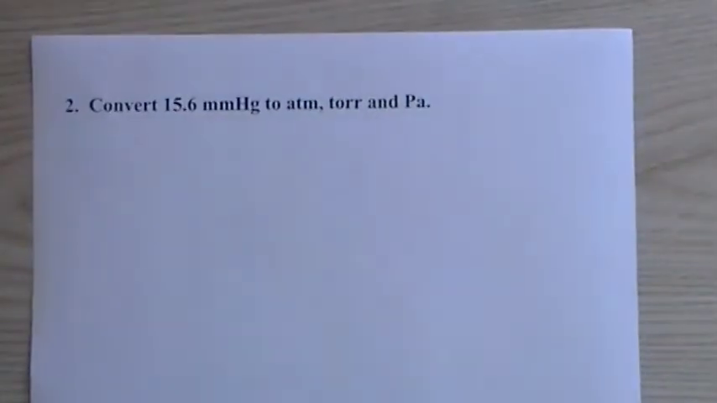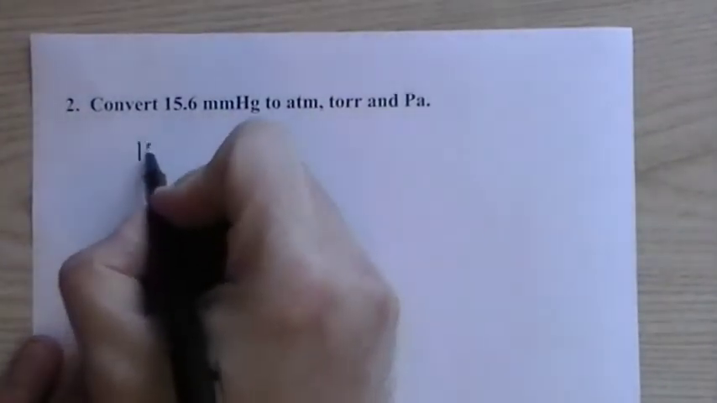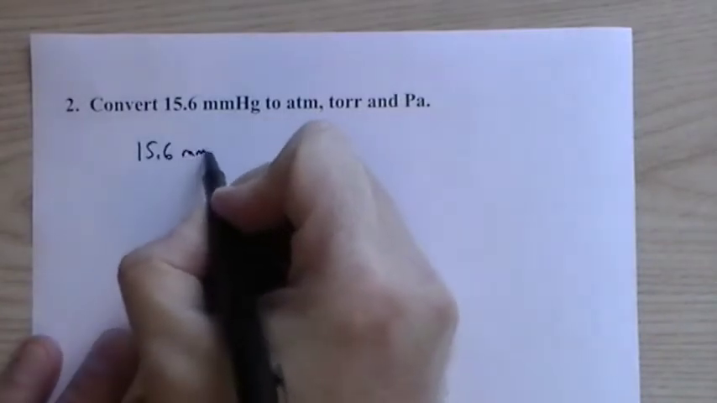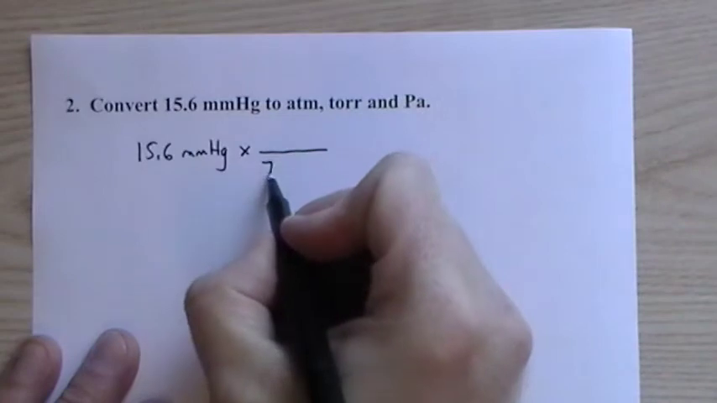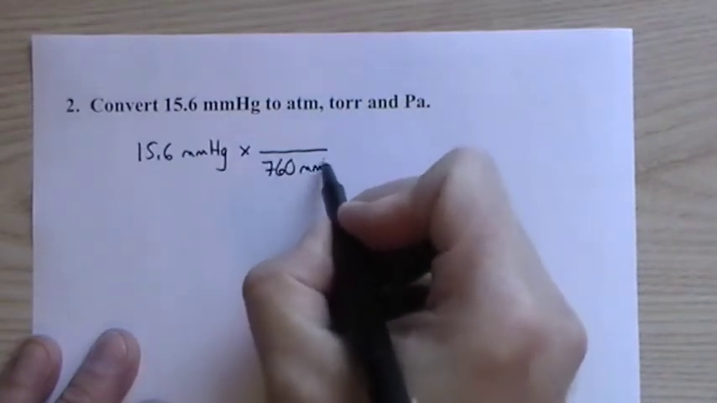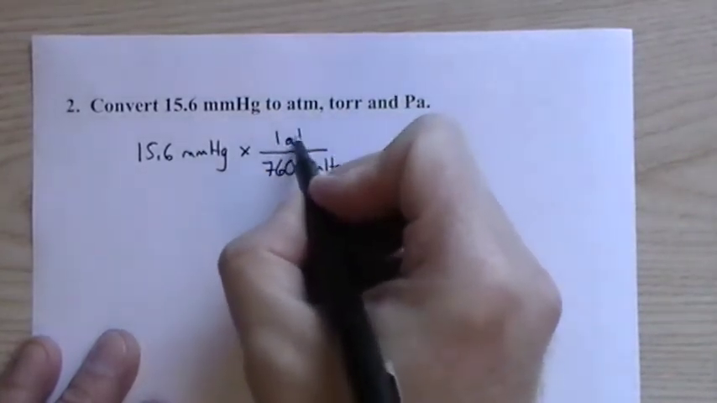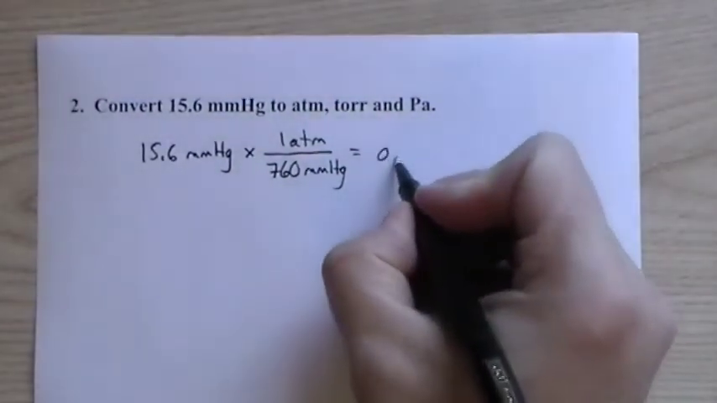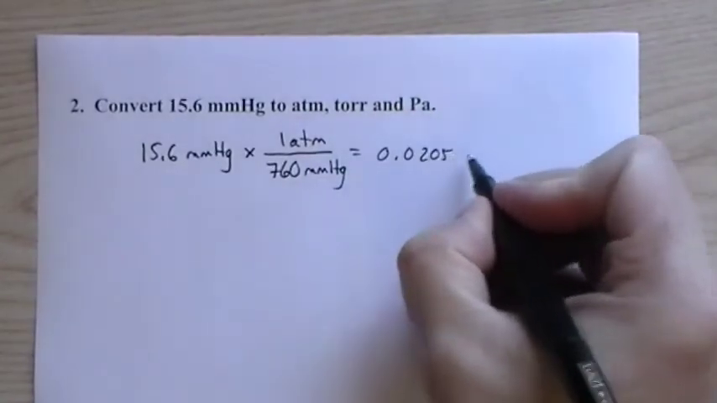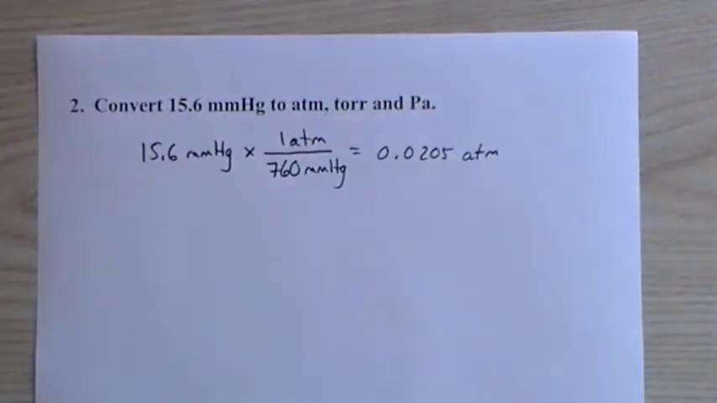Now let's convert some pressures here. If we have 15.6 millimeters of mercury, we convert to atmospheres. The conversion you should know is 760 millimeters of mercury is 1 atmosphere. So 15.6 divided by 760. So this is 0.0205 atmospheres.